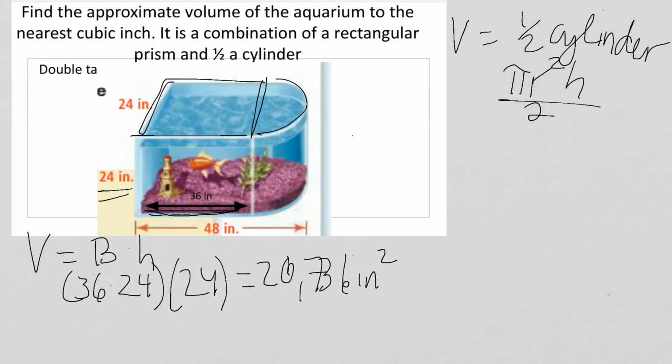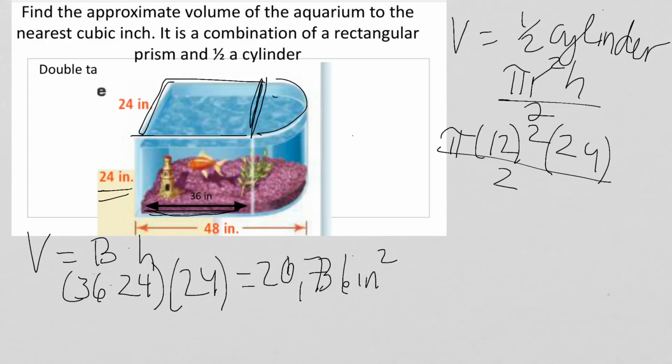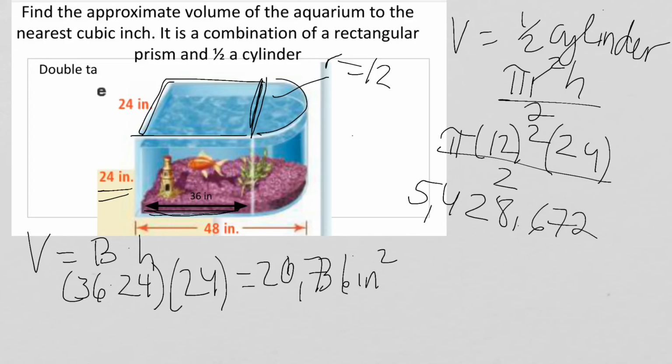Okay, so for the cylinder part, it's half of a cylinder. So I'm going to do pi r squared h, divided though in half. All right, so for this cylinder here, 24 would be the diameter. So the radius of this cylinder would be 12. So I'm doing pi times 12 squared times the height of the cylinder, 24. Divide that in half. Put that in your calculator. You get it to be about 5,428.672. Now I'm going to take both of these numbers and add them up.